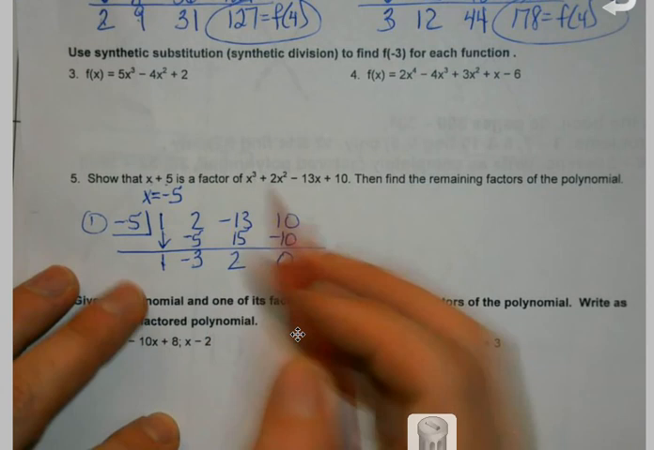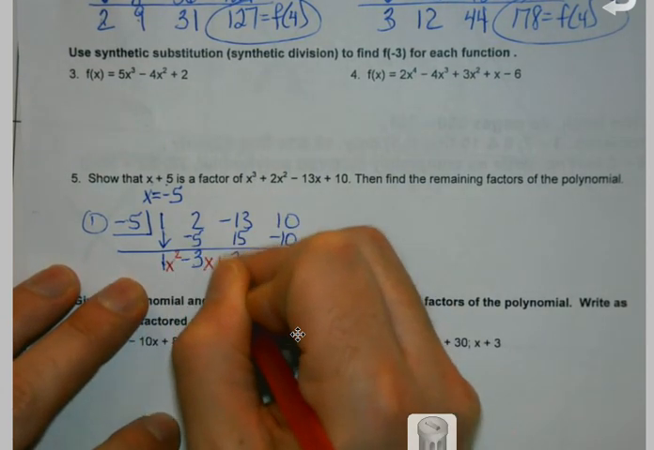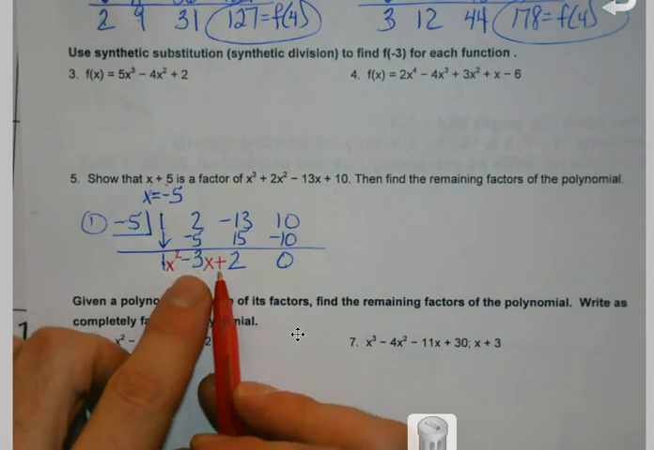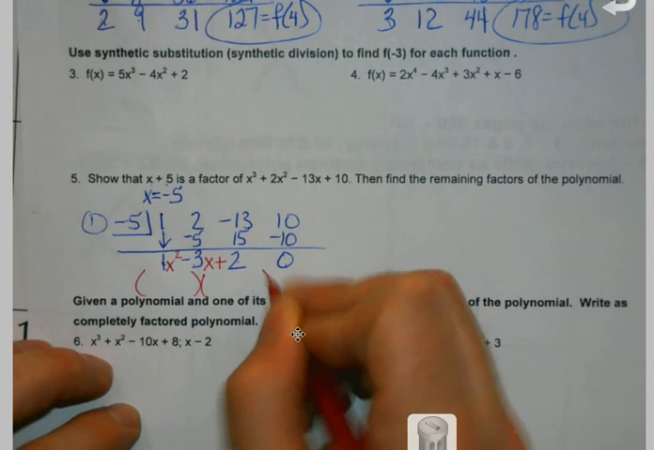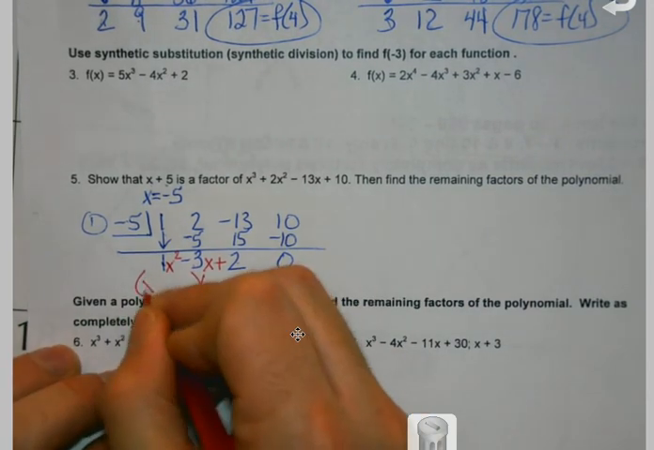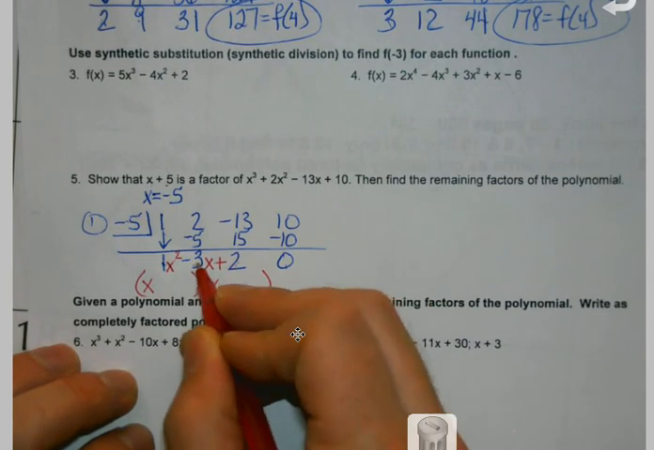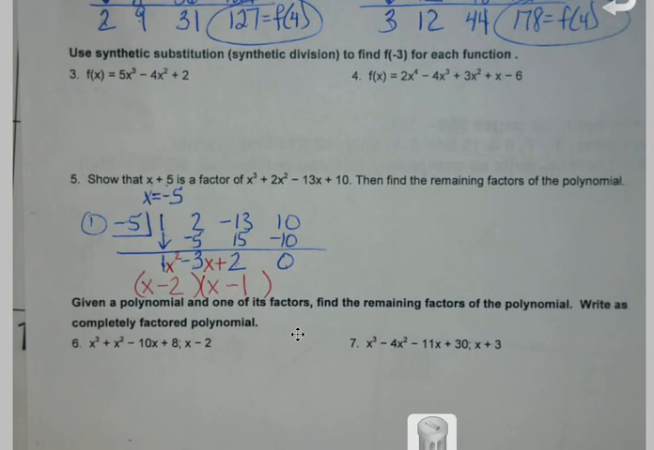Started with x to the third, so I got x squared minus 3x plus 2. I need to factor this. But again, the nice thing is these are always going to be diamonds, and an easy one at that. Multiply to 2, add to negative 3, okay, is negative 2 and negative 1.